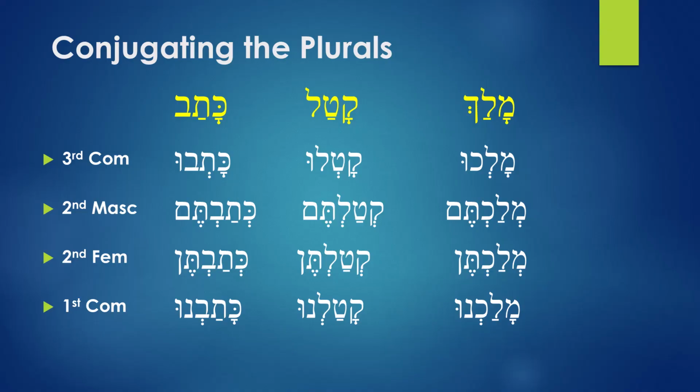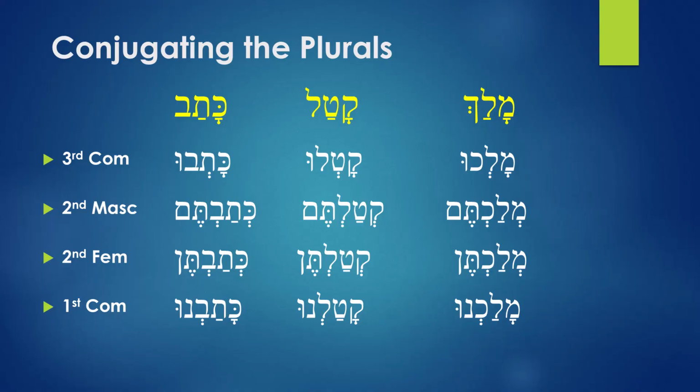So you have, in the third person common plural, katvu. Katvu means they wrote. And then you have ketavtem. Ketavtem means you wrote. And then you have ketavten. Ketavten means you wrote. And then you have katavnu. Katavnu means we wrote.